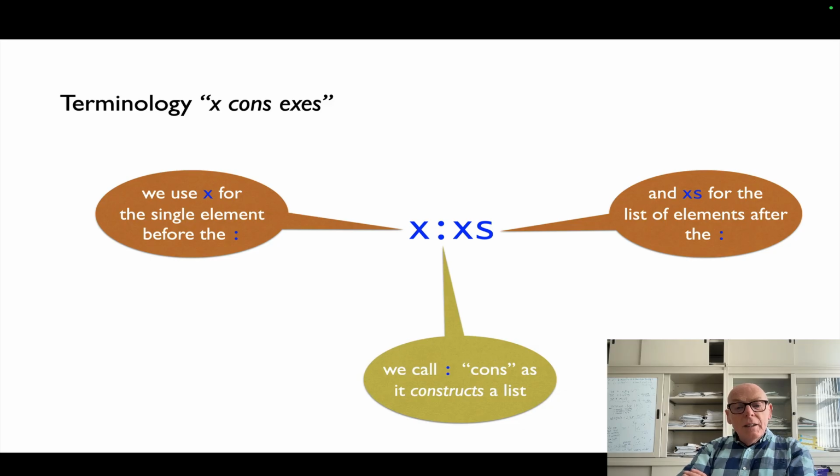We use a singular variable, x, before the colon because it's just one element. It's to remind you that before the colon we have one element, after the colon we have a list. So when we do the match, we get a single element like 3 before the colon and a list like 2, 4 after the colon. And we call colon cons traditionally because it's short for constructor of a list.